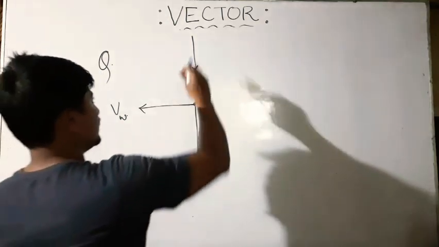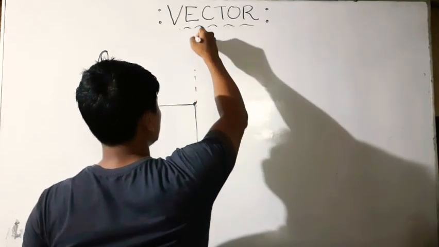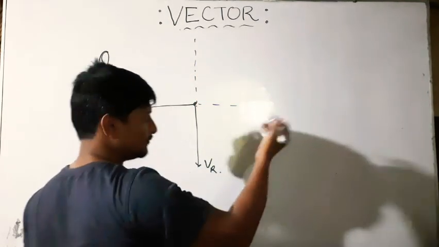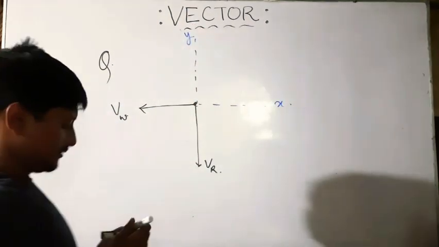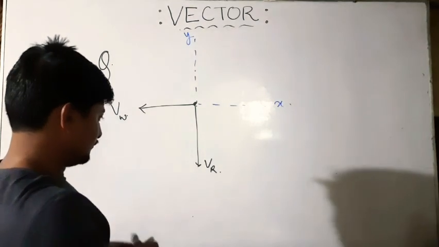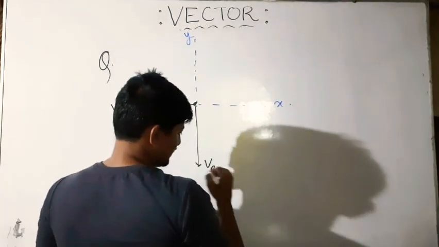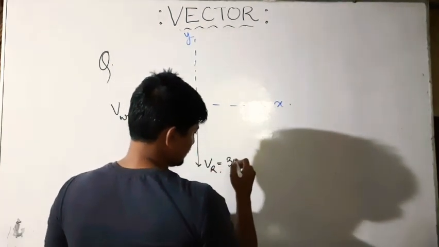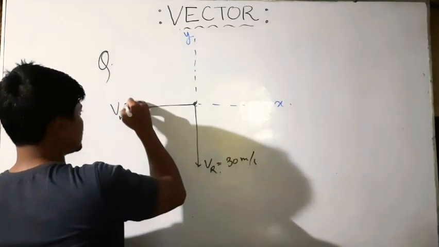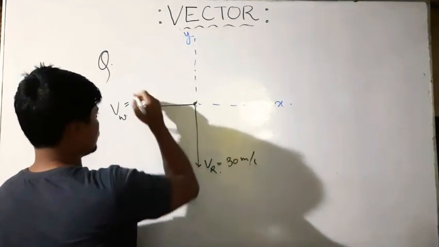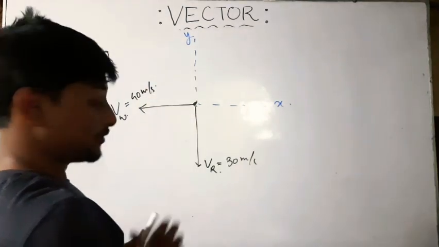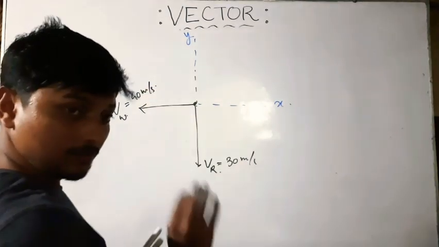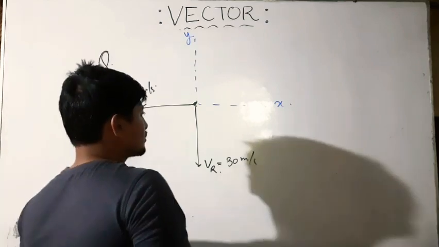Before that, I will just draw the axes. It makes it easier for me. So this is the x-axis and this is the y-axis. Now, for beginners, let this particular velocity be say 30 meters per second, and say the wind came at 40 meters per second. So first I have to find the resultant, in which direction I have to place the umbrella.